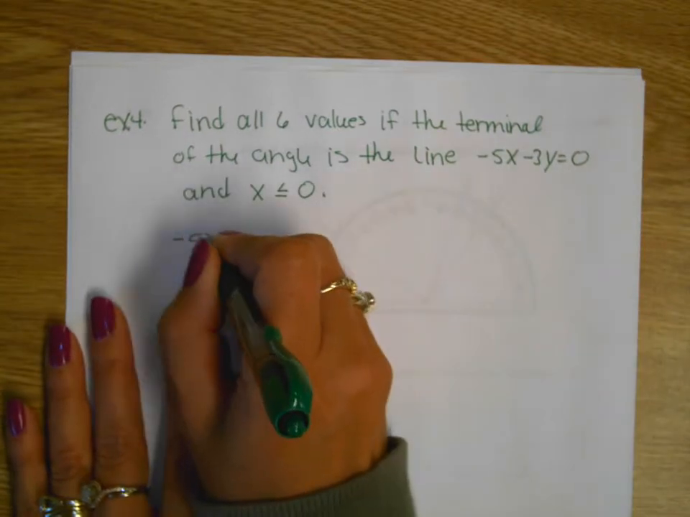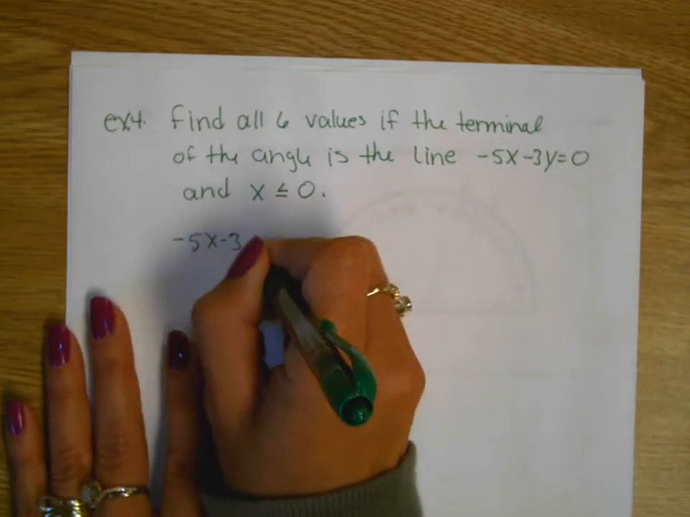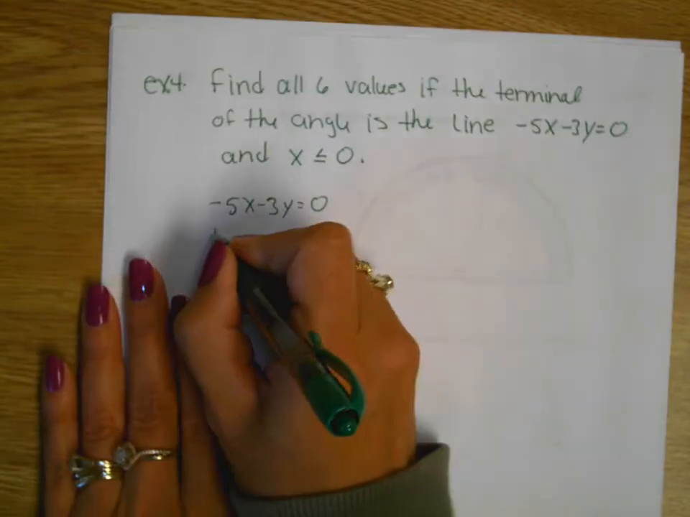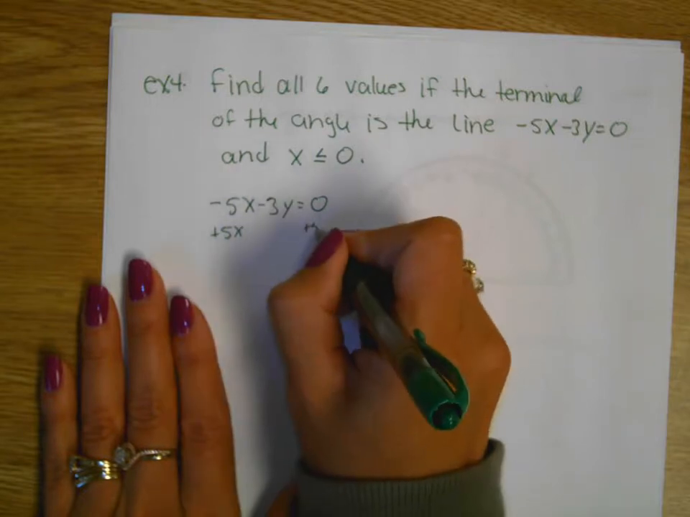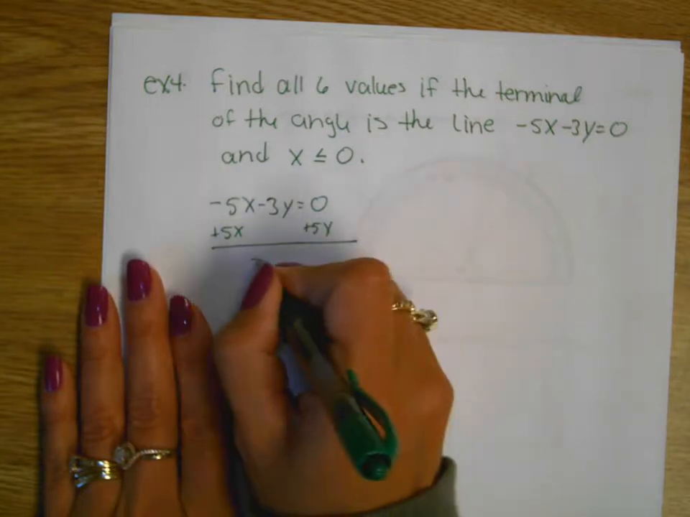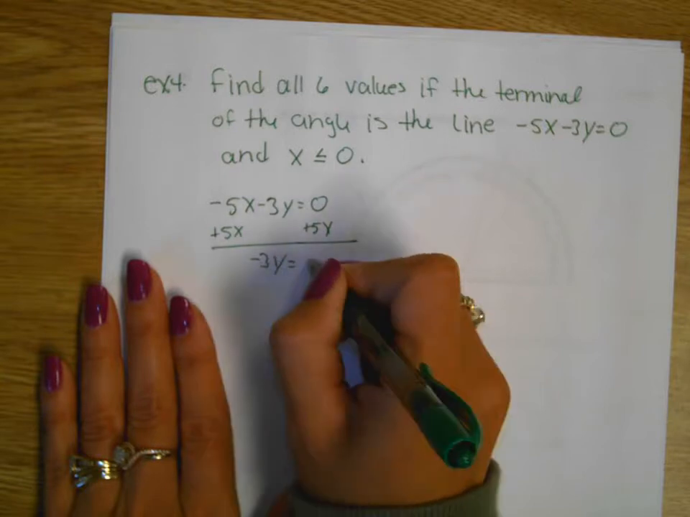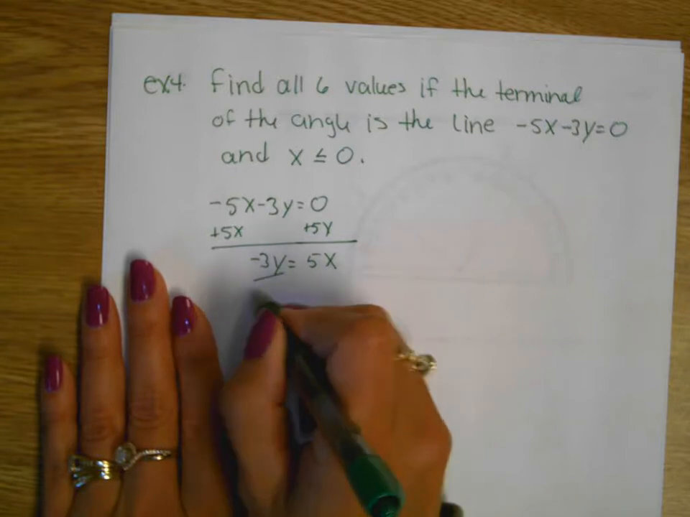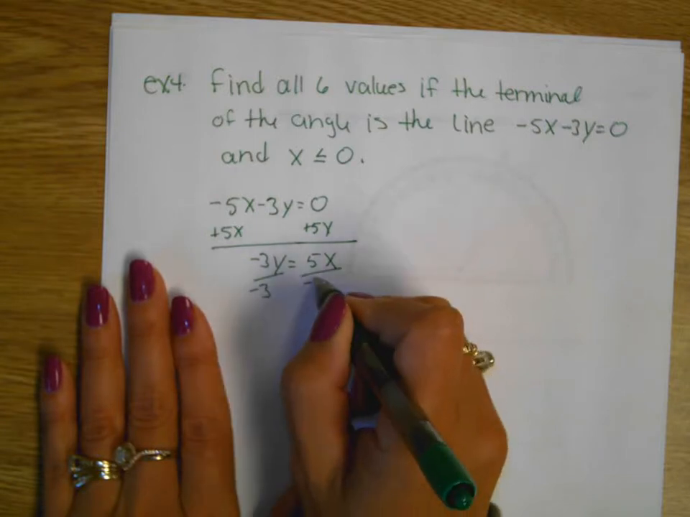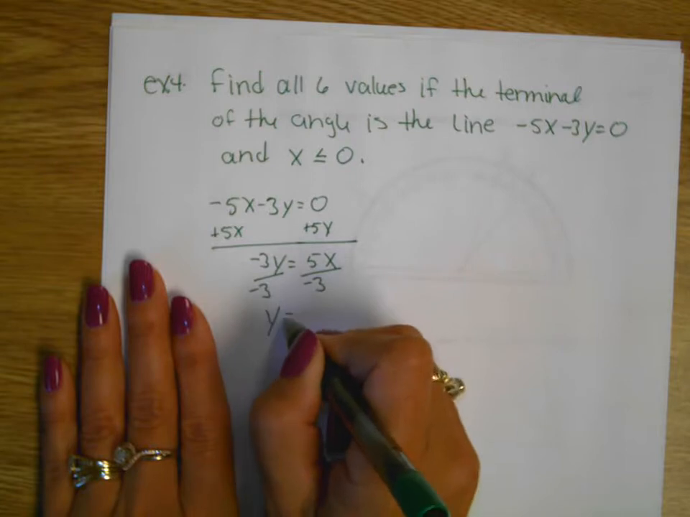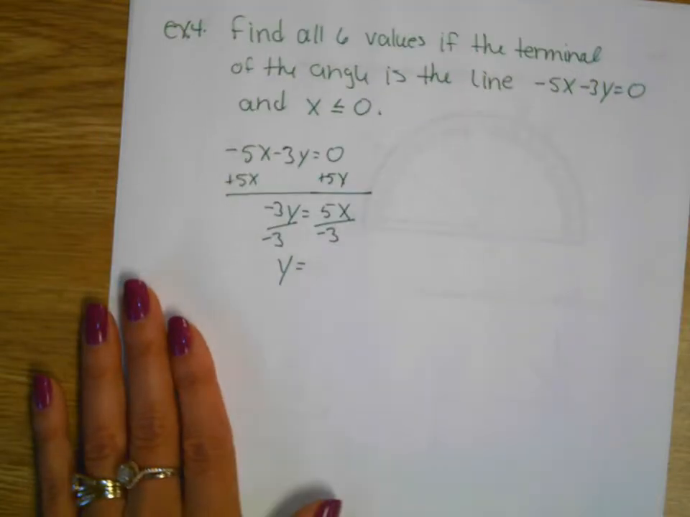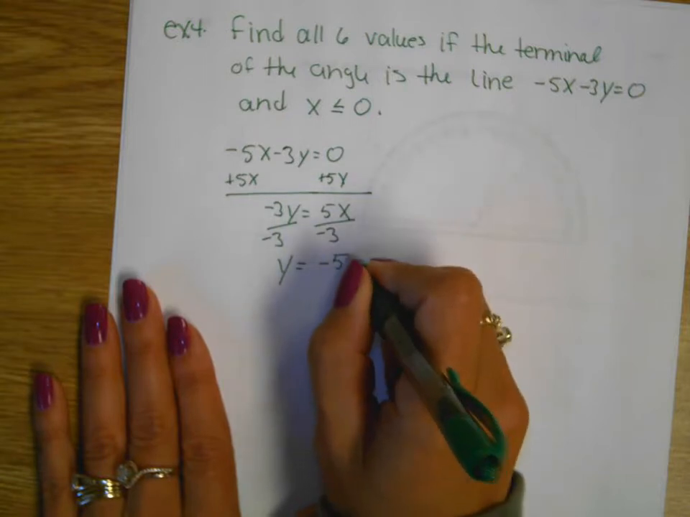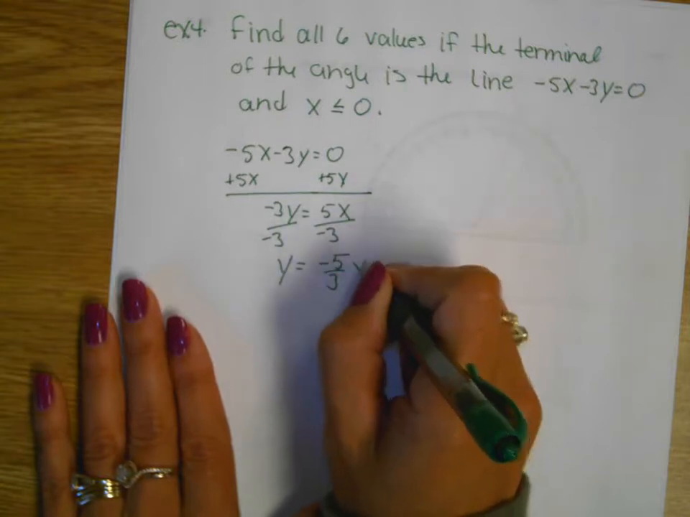So let's take the negative 5x minus 3y equals 0 and get it y equals. So I'm going to add 5x over the other side. So we got negative 3y equals 5x. And I got to divide by negative 3. So again, I like to bring the negatives to the top. See this as negative 5/3 x.